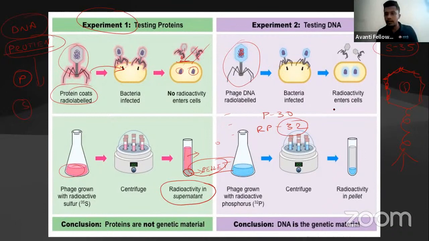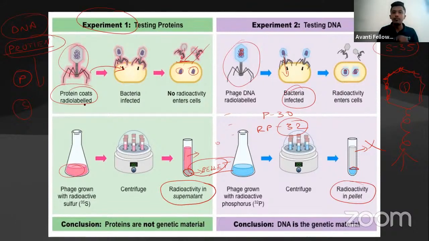Now they leave it to infect the bacterial cell. The bacteriophage injects its DNA into the bacterial cell, and now it will become a part of the bacteria. Now you blend and centrifuge, and you get two regions again: a supernatant region and a pellet region. This time, the supernatant did not have any radioactivity, whereas the pellet was showing the radioactivity.